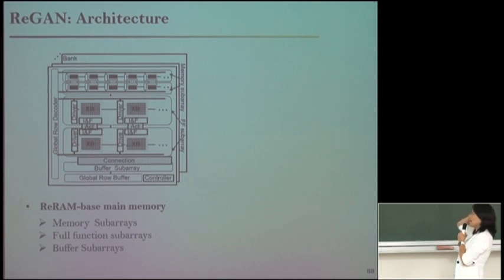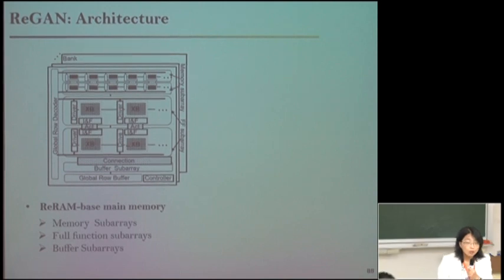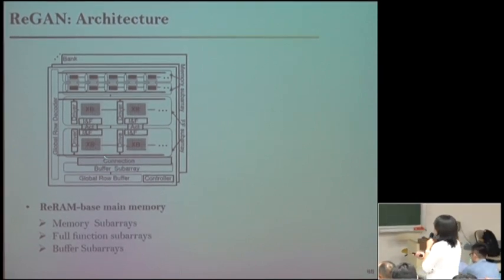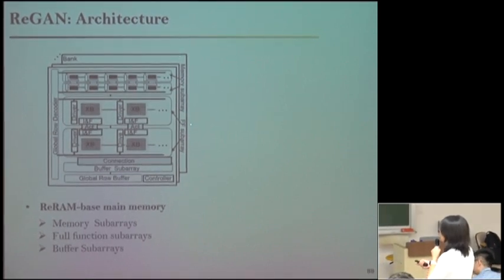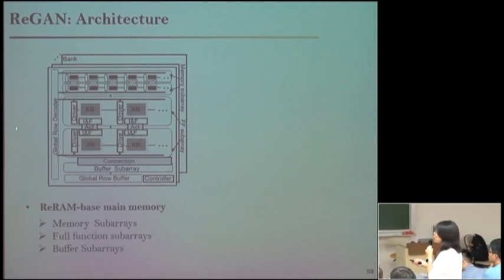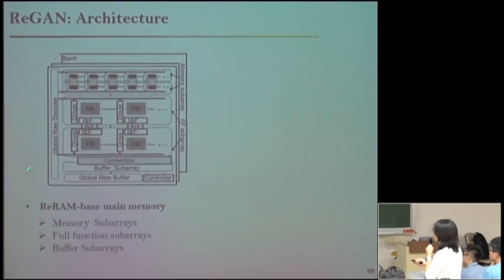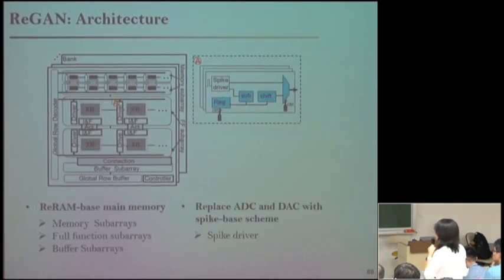So ReGAN architecture-wise, I'm not so sure. Let me see. I couldn't see it myself. We still have crossbar arrays. In this design, we have memory subarrays, and then we have full function subarrays. These are used for the computation function. We have buffer subarrays to handle data, so we fetch the data globally from lower level memories to locals in order to get better data supply.